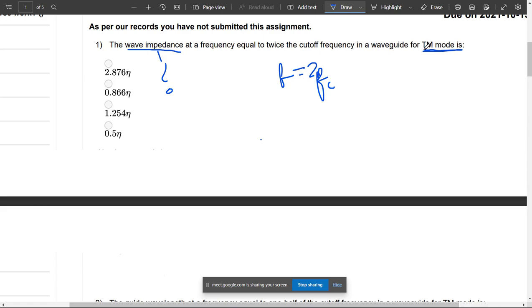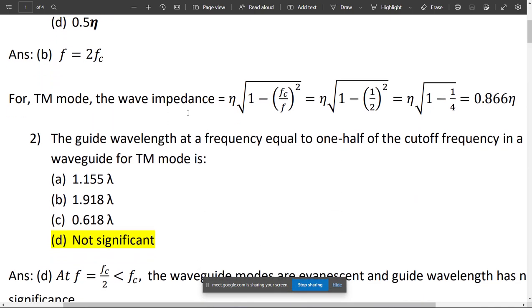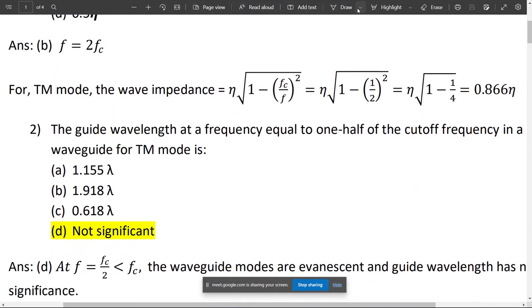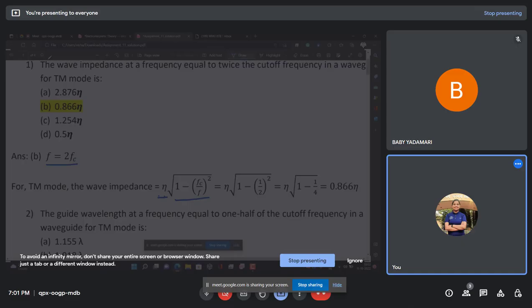For TM mode, we know the formula for wave impedance. It's given that F is equal to 2Fc. So for TM mode, the wave impedance will be equal to eta, that is free space impedance, into the square root of 1 minus (Fc by F) whole squared. Here Fc is the cutoff frequency, F is the wave frequency in the waveguide.